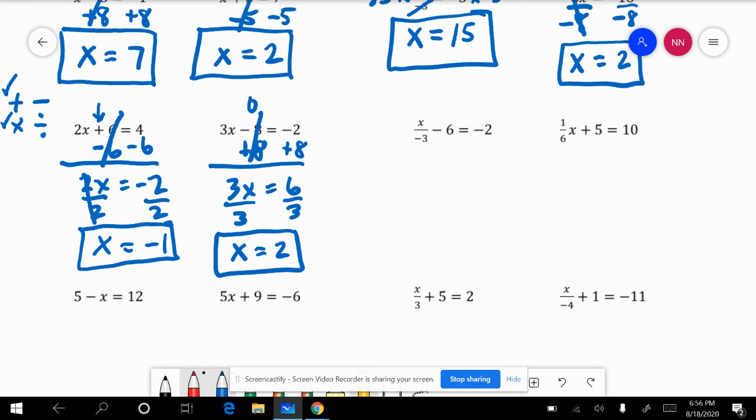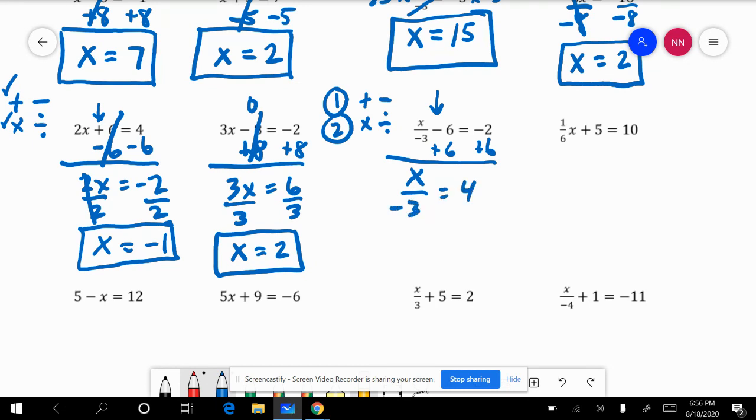For our next example, remember what we do is we add and subtract first. That's our first step. Our second step is our multiplying and dividing. Remember, we're doing our opposite operations. So that right there, we're subtracting 6, so we're going to be adding 6. We get x over negative 3 equals 4. This is division. So what we're going to do is multiply by negative 3. The negative 3's cancel. We isolate our variable. 4 times negative 3 is negative 12.